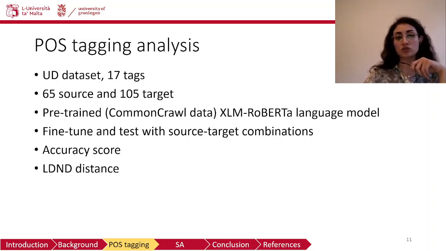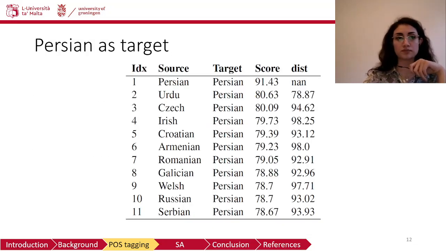We use the accuracy score and the LDND distance reported by them, but specifically for the Persian language as the source or the target language. When Persian is the target language, it seems that Persian is enough for itself, and it achieves the highest accuracy of 91.43 among the source languages. And it seems that Persian is enough for itself because with all the other source languages, the accuracy drops to 80%.